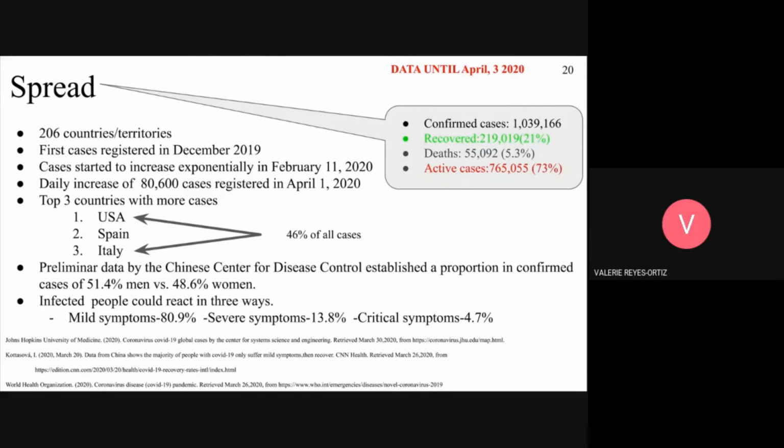From all these cases, the Chinese CDC established a proportion demonstrating that men and women are infected almost equally. However, this proportion changes in mortality, which I'll discuss further. It is important to know how the symptoms are manifest in infected people. The majority show mild symptoms, whereas a 13.8% show severe symptoms, and the minority are affected critically.